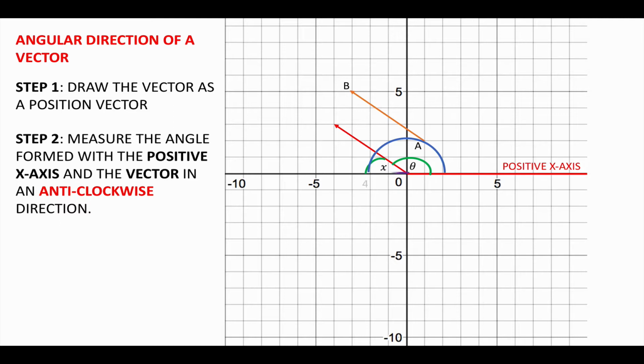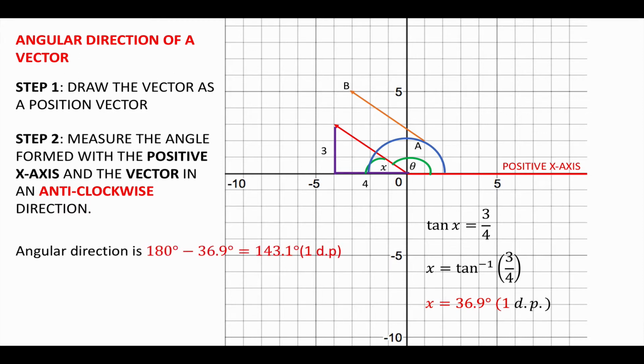So again, we have 4 units to the left, 3 units upwards. There's a right angle triangle formed where 3 is opposite x and 4 is adjacent to x. So again, we can use tan x is equal to 3 over 4 where x is also 36.9 degrees. So then the angular direction would be 180 degrees subtract 36.9 degrees, which is equal to 143.1 degrees.